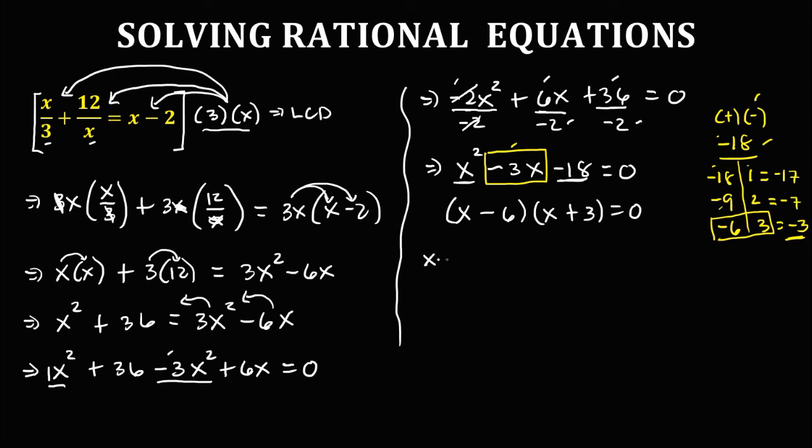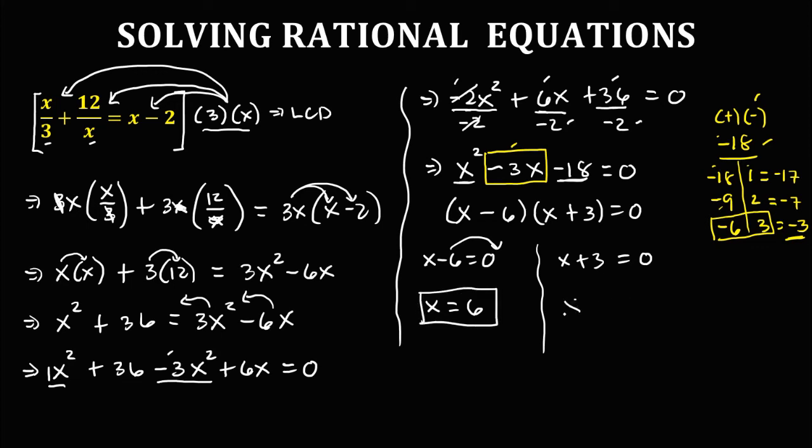So we have x minus 6 equals 0, and the other one, x plus 3 equals 0. Then to solve for x, we have x equals, transpose this negative 6 to the right, that becomes positive 6. Then the other one, x equals, transpose this positive 3 to the right, so this becomes negative 3. So these are now the solutions of these rational equations.